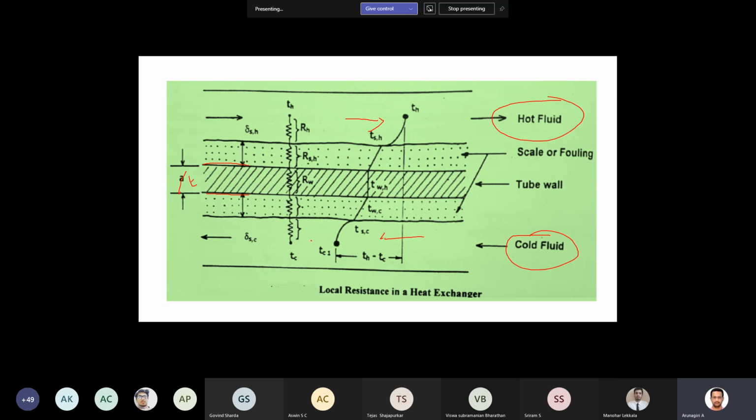So here you can see the temperature profile. This is the bulk fluid temperature Tc1, the cold fluid temperature. This is the temperature profile of your cold fluid. This is the temperature profile of your hot fluid. This is the hot fluid temperature at the wall. This is the cold fluid temperature at the surface. Ts means surface, you can say. So this is the temperature. Here it's not linear, it's like an exponential one.